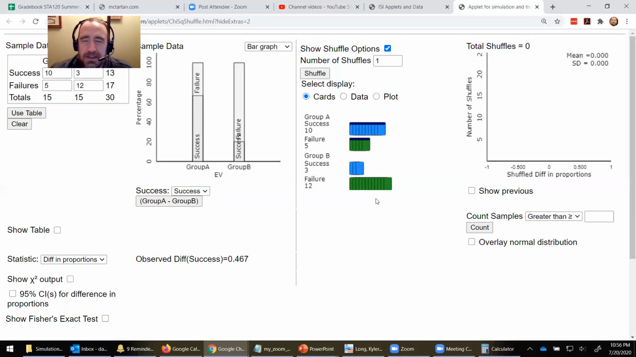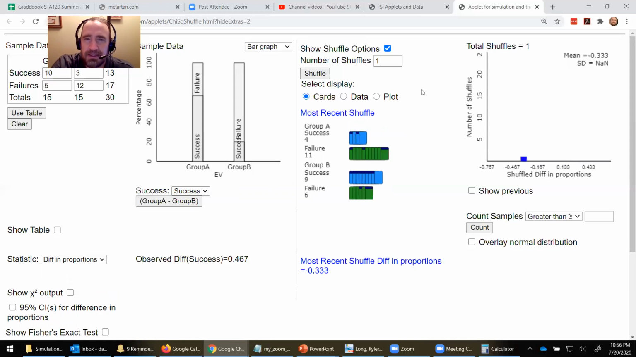Now, the null hypothesis would say it doesn't matter if you're in group A or group B, swimming with dolphins or not. If you're blue, you're blue. If you're green, you're green. Let's shuffle them up and see what happens. So we randomly shuffle them up. We get our 2 groups. Here's the group that swam with dolphins. Here's the group that swam without dolphins.